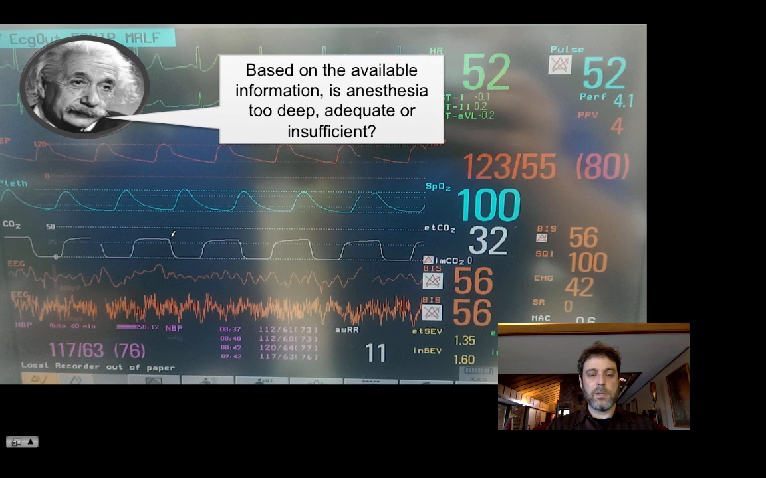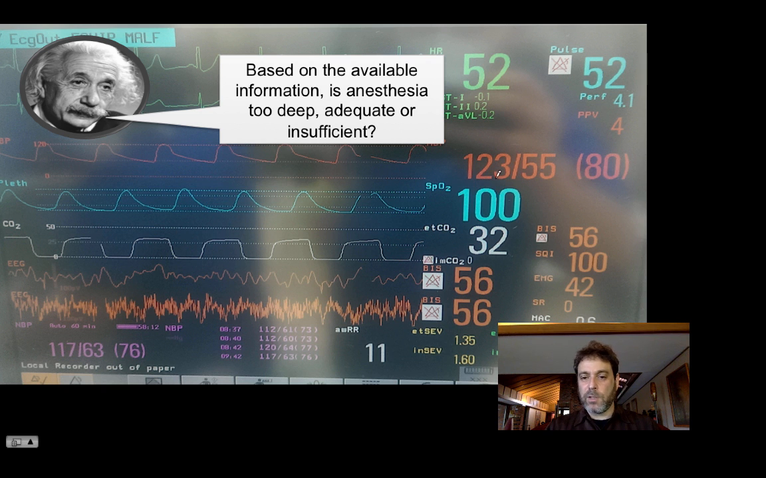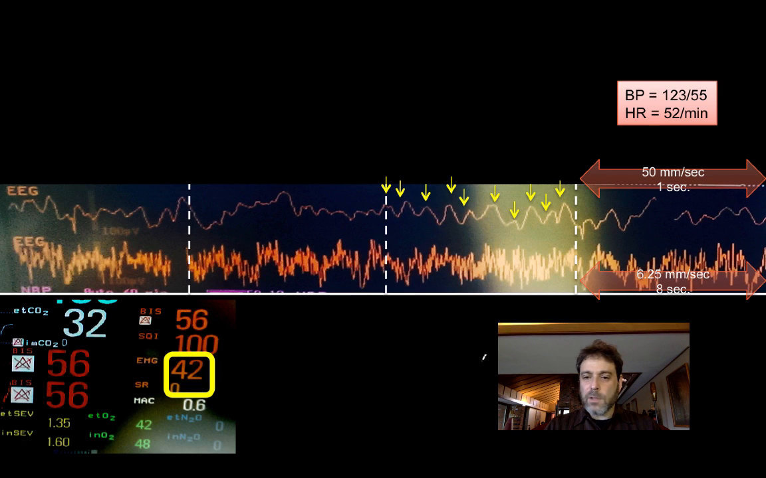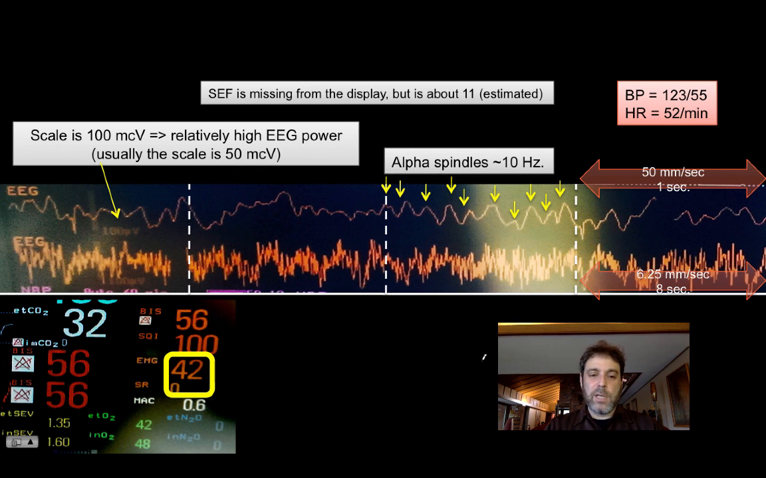Okay, how about this example? In this example, we've got a patient who's hemodynamically stable, slow heart rate, with a high BIS at 1.35% sevoflurane. So here you can see the scale is at 100 microvolts. Our alpha spindles are at 10 Hertz. The spectral edge frequency is missing, but is probably about 11.